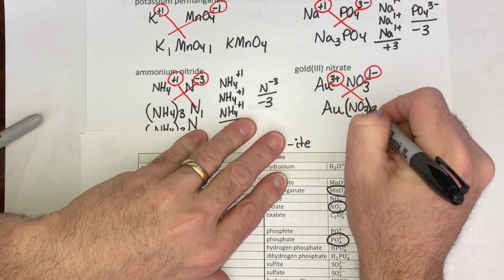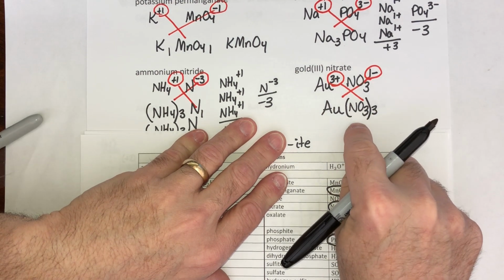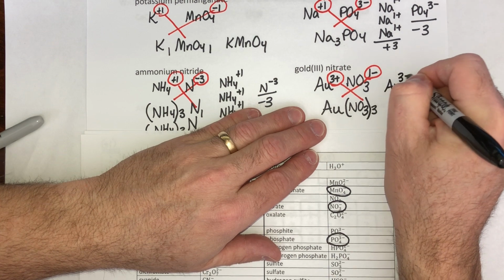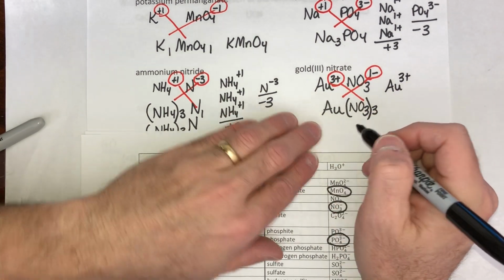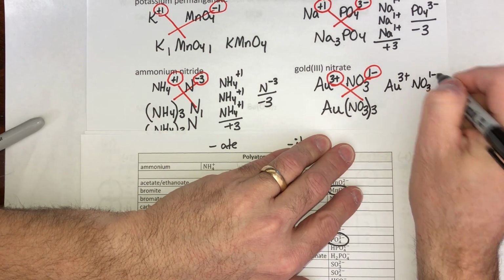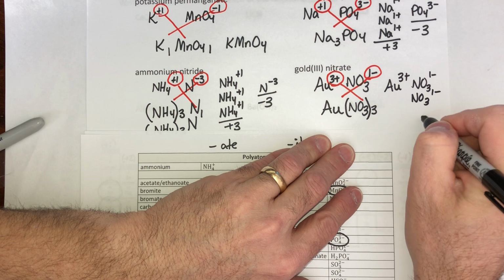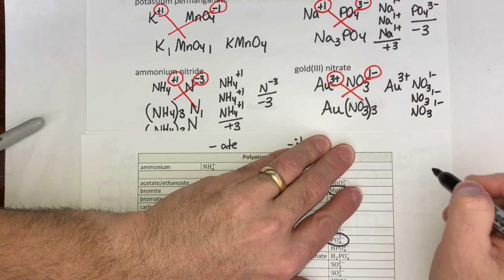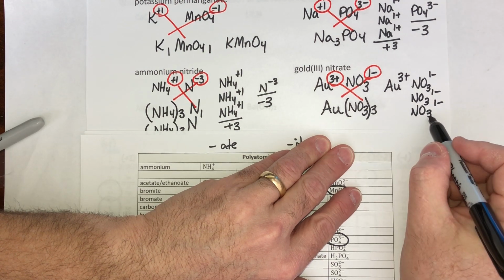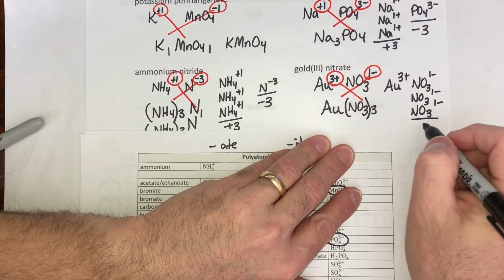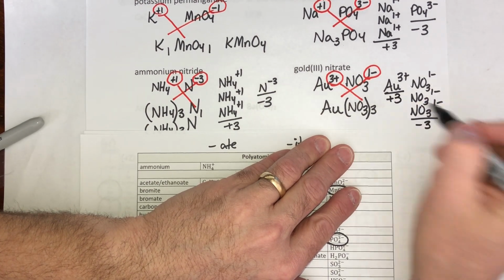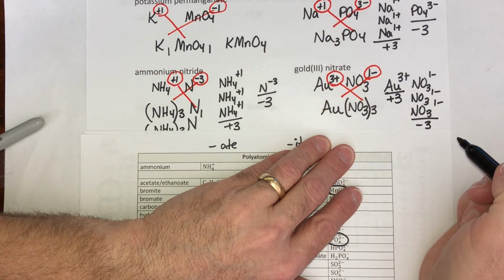If you have more than one of a polyatomic, you have to have brackets. Because this now is showing me that I have 1 gold 3+, and I have 3 of the nitrates. So NO3 1-, NO3 1-, NO3 1-. I have 3 of this group. The total amount of negative charge is a -3. The total amount of positive charge is a +3. They balance, so this is a good formula.